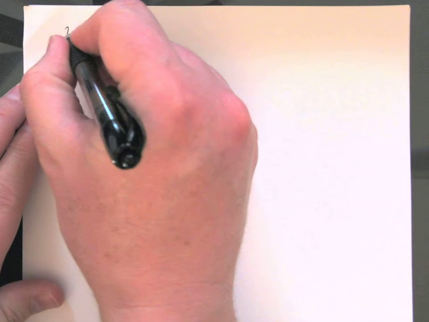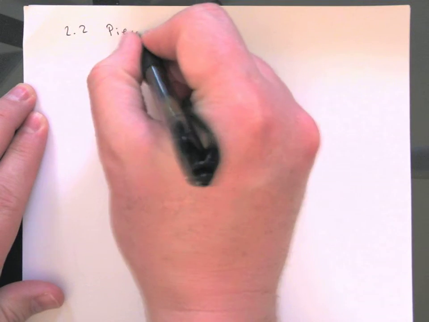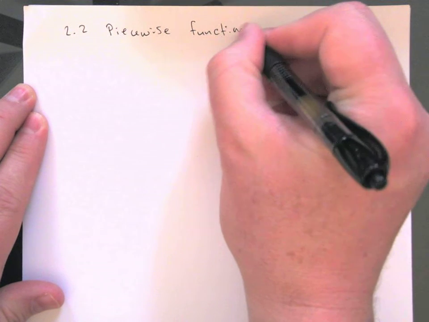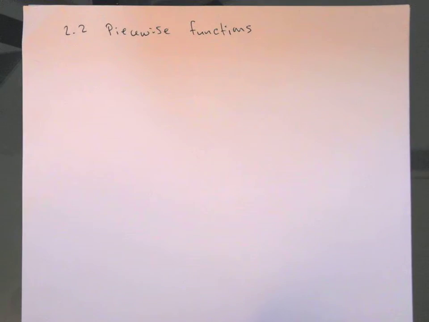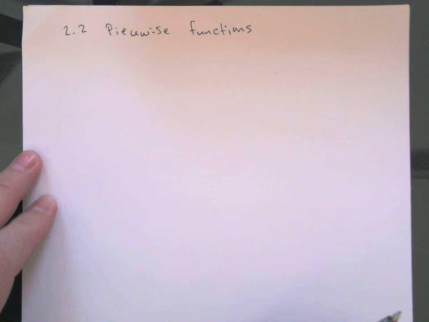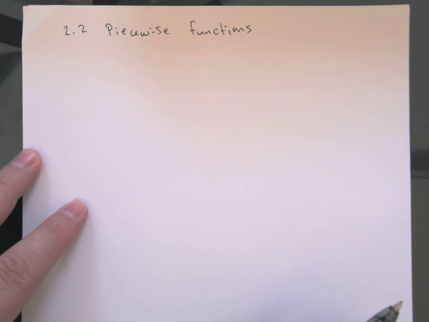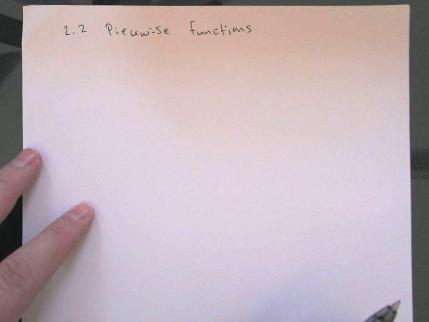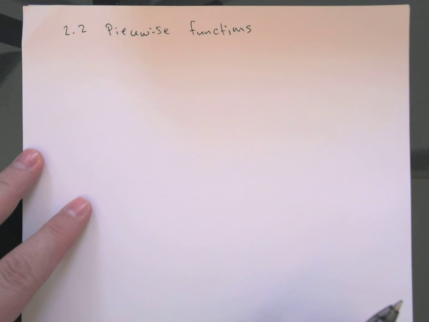Okay, so the last topic in 2.2 that we need to talk about is something called piecewise functions. This is essentially a way to get two or more formulas attached to one function. So instead of just having a function like f of x equals 3x cubed minus 2x plus 5 for all of the different x values, for all the values in the domain, you could have a function that has a couple different formulas split up and assigned to different x's.